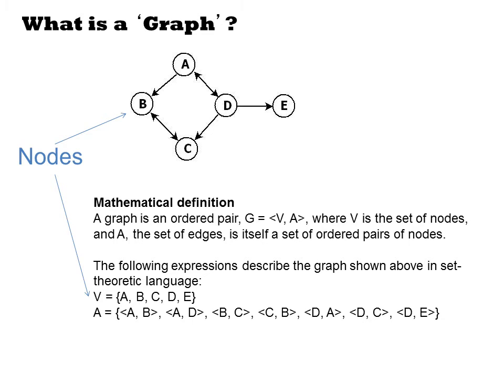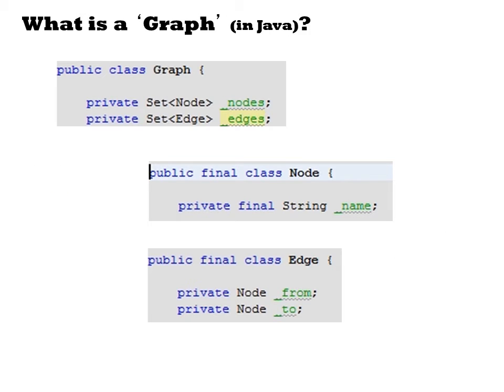One of these two sets, V, is the set of nodes. For a molecule, each atom is a node. The other set is the set of edges, which is itself expressed as a set of ordered pairs of nodes. To encode a graph in Java, you would declare a class called graph that is composed of a set of nodes and a set of edges. Nodes would be a class that perhaps have a label such as name, and the edge is a pair of two nodes. In this case, the edge has directionality. We distinguish the from and the to nodes.